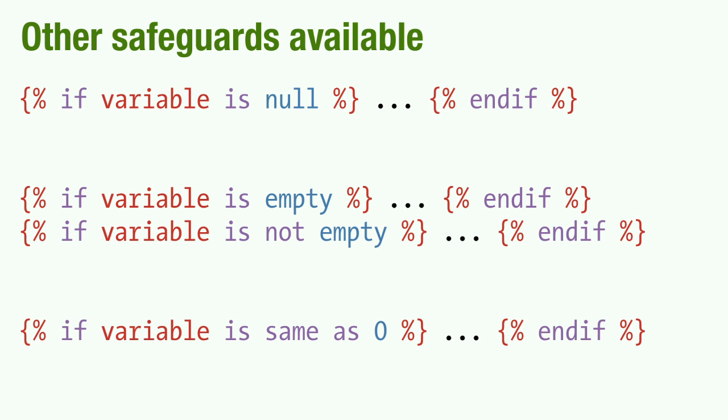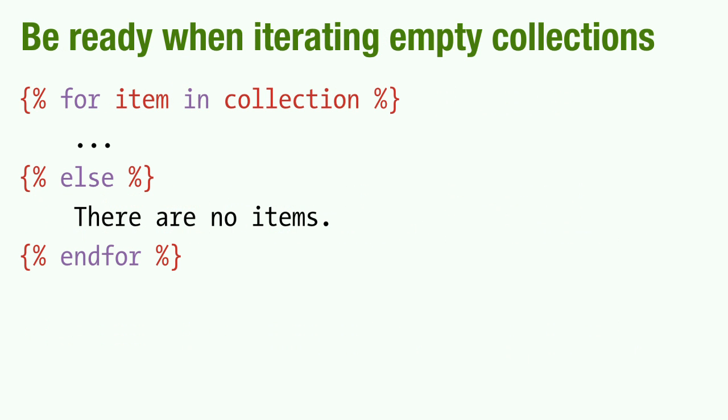If that makes sense for you. When you iterate over a collection, the for loop is almost the same as in PHP, but we have some more features. You iterate over a collection, and if there is nothing in the collection, then there is an else. So you can fall back to something else.